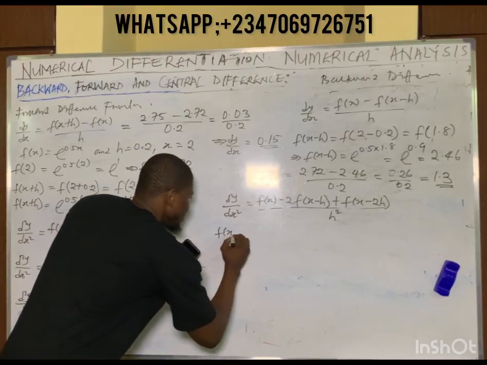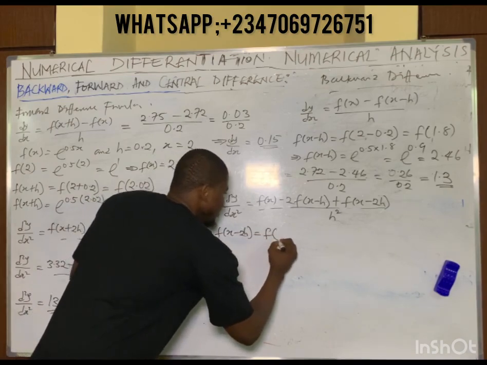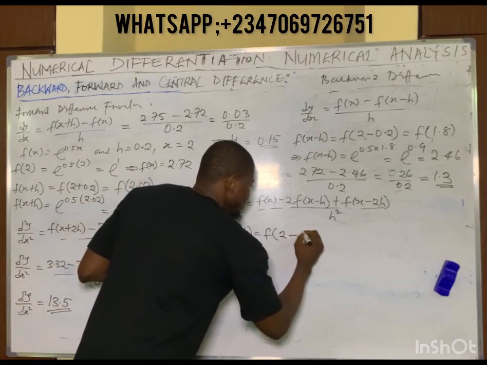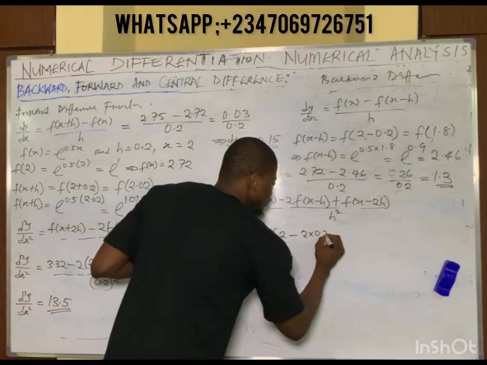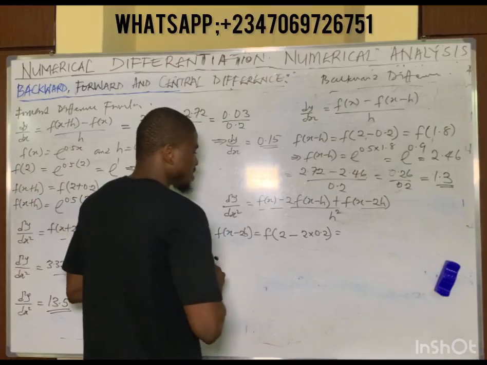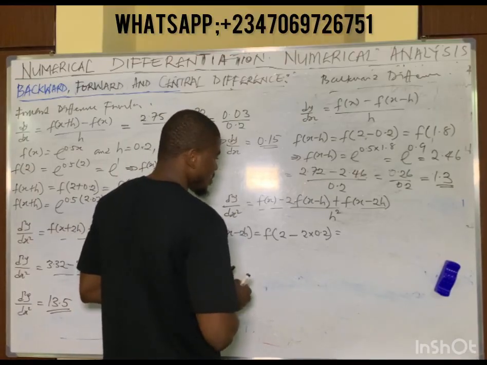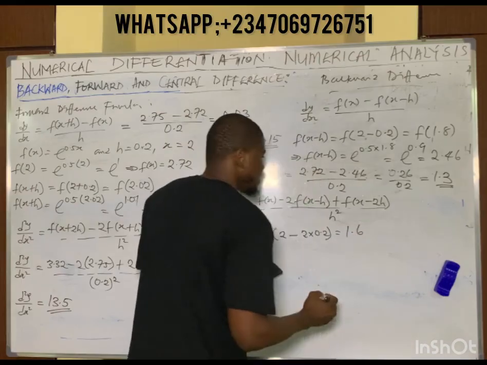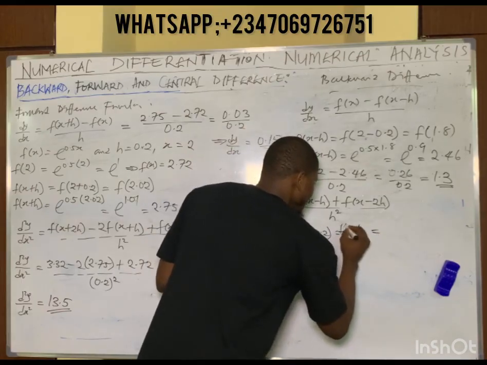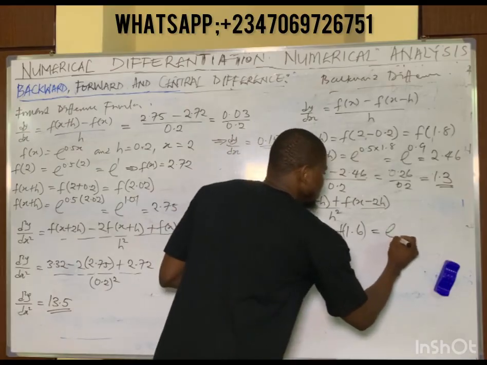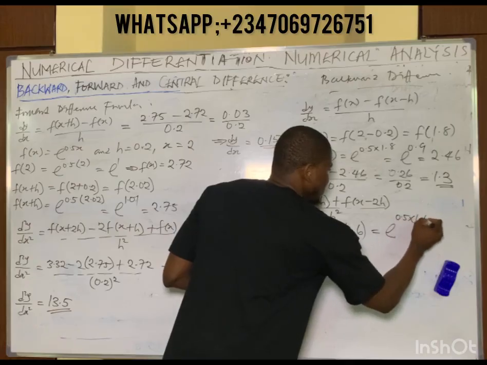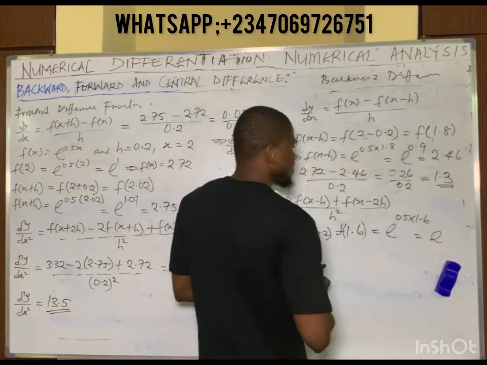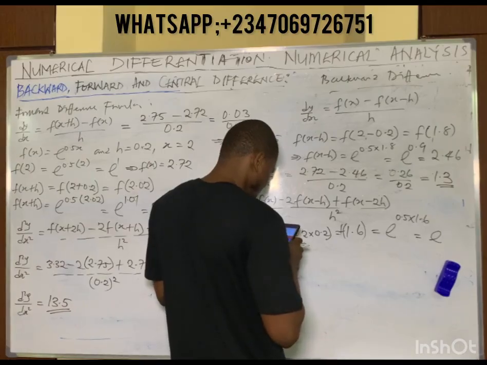So f of x minus 2h is simply going to be, x itself is 2, minus 2 times h, which is 0.2. So this is going to be equal to 2 times 0.2 is 0.4. 2 minus 0.4 is 1.6. So it means that f of 1.6 is going to now be equal to exponential 0.5 multiplied by 1.6, which is going to be equal to exponential, let's get this and see, 0.5 multiplied by 1.6.